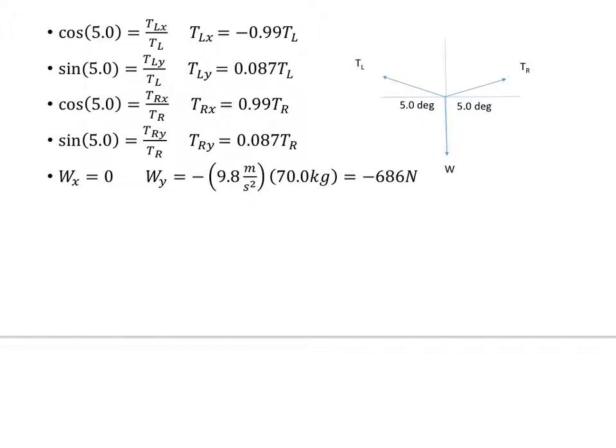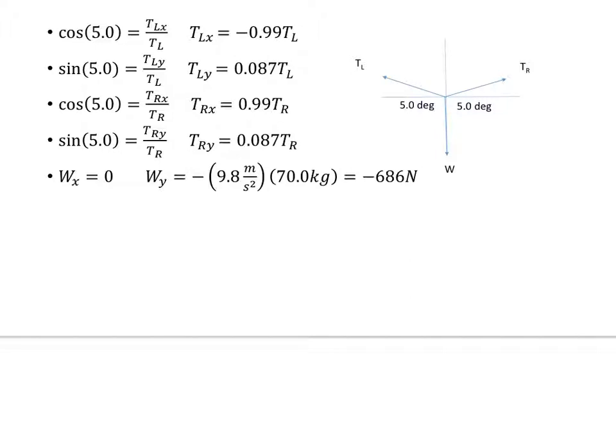We'll do TL first. The cosine of 5 degrees equals TLX over TL. TLX is going to be this direction. It's adjacent to this 5-degree angle, so that's why we're using cosine. We solve for TLX. TLX is equal to minus 0.99 TL. Notice that it's minus because that x component is acting to the left.